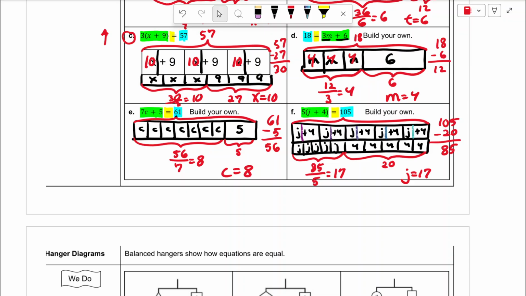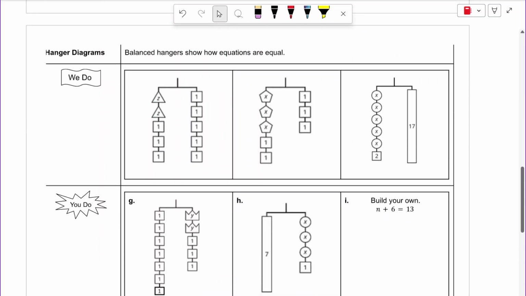Okay, there was a lot of drawing on that one. So we have a long piece of tape, and there were actually 5 j plus 4s up there, and you can see them. I built 5 j plus 4s. I split my boxes j plus 4 into j and positive 4. I reorganized all my j's together on the left side, and all my 4's on the right side. And then I went through solving with the tape diagram. So that's tape diagrams, and now we're going to flip our paper over and look at hanger diagrams.